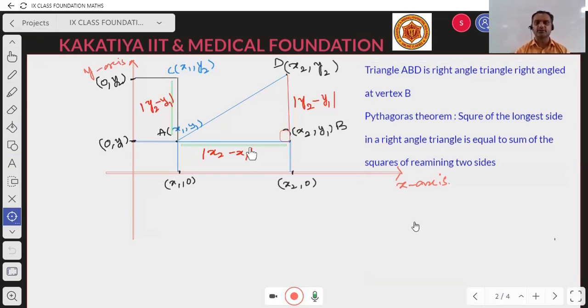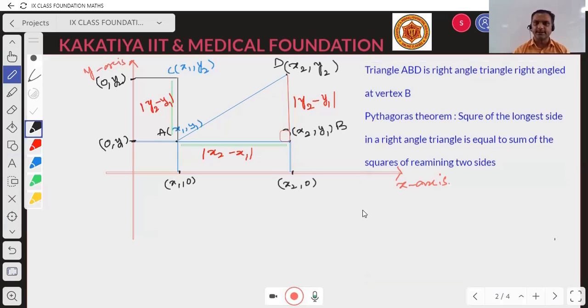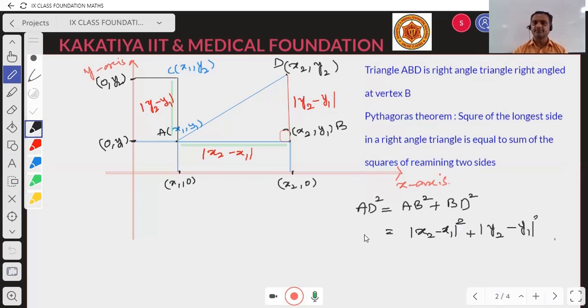So if I follow the Pythagoras theorem, what do I get over here? I will get AD square is equal to AB square plus BD square, right? Sir, but what did we get AB as? We have got it as mod x2 minus x1 whole square, and BD as mod y2 minus y1 whole square. That gives me AD square.